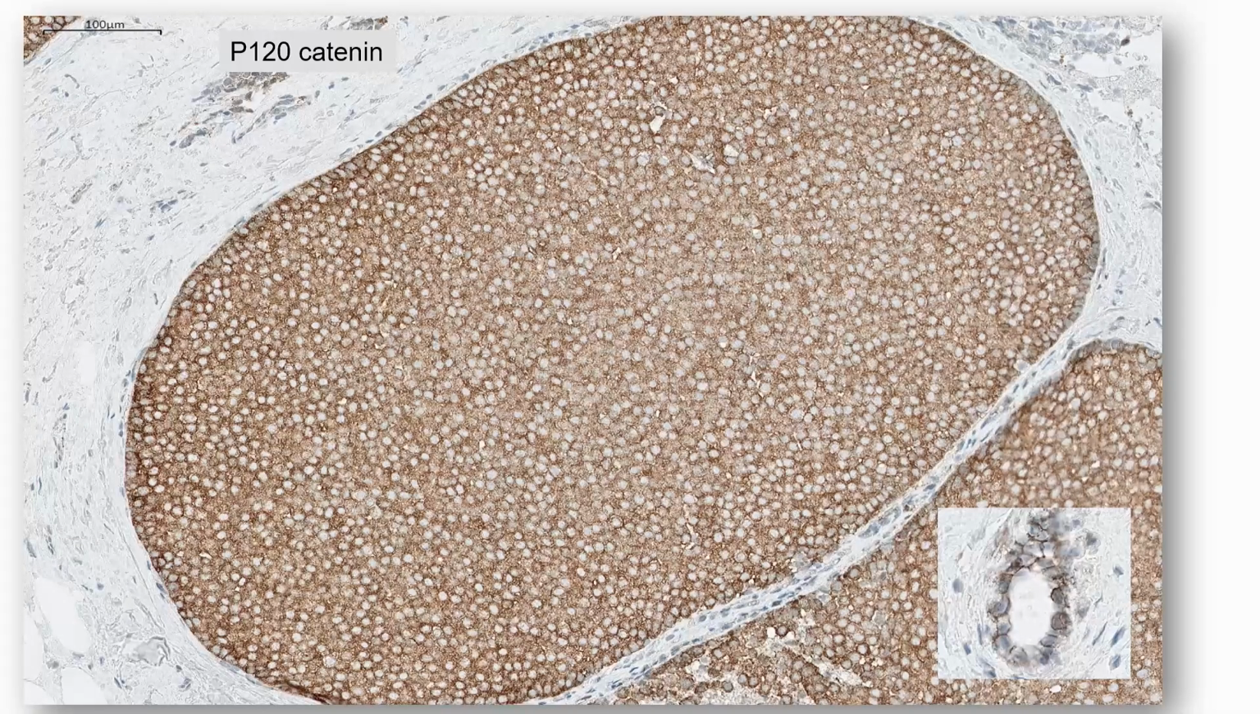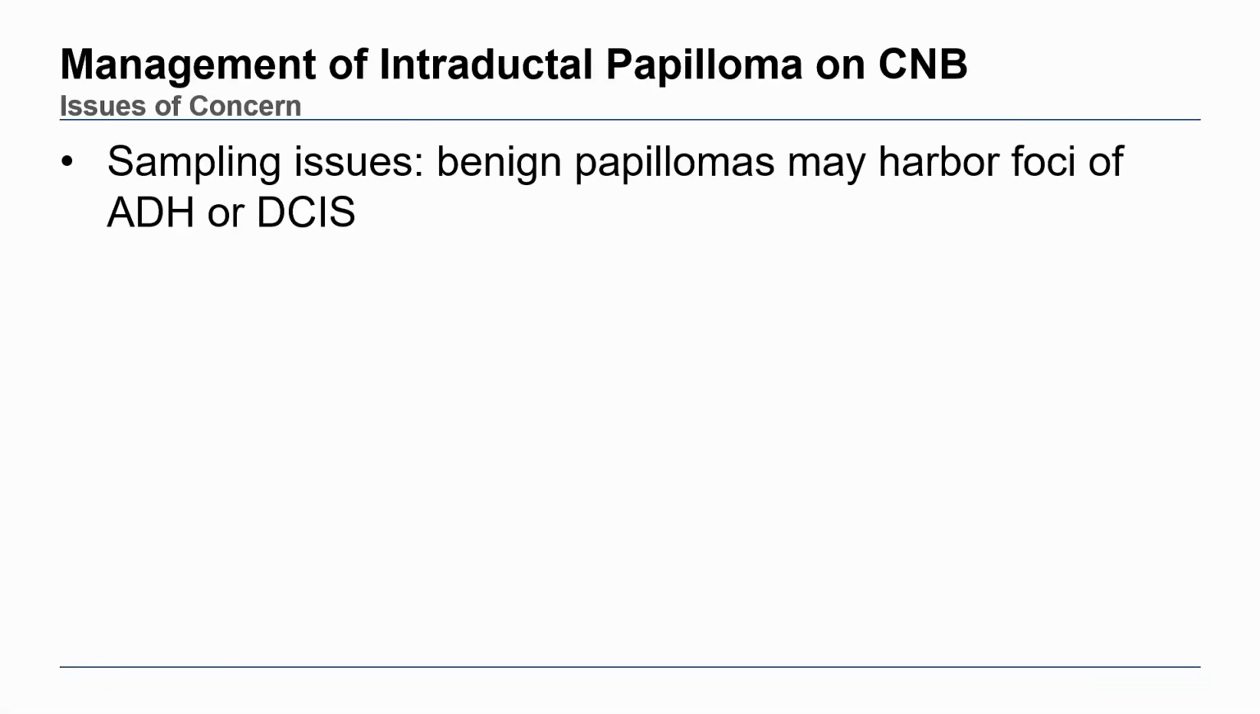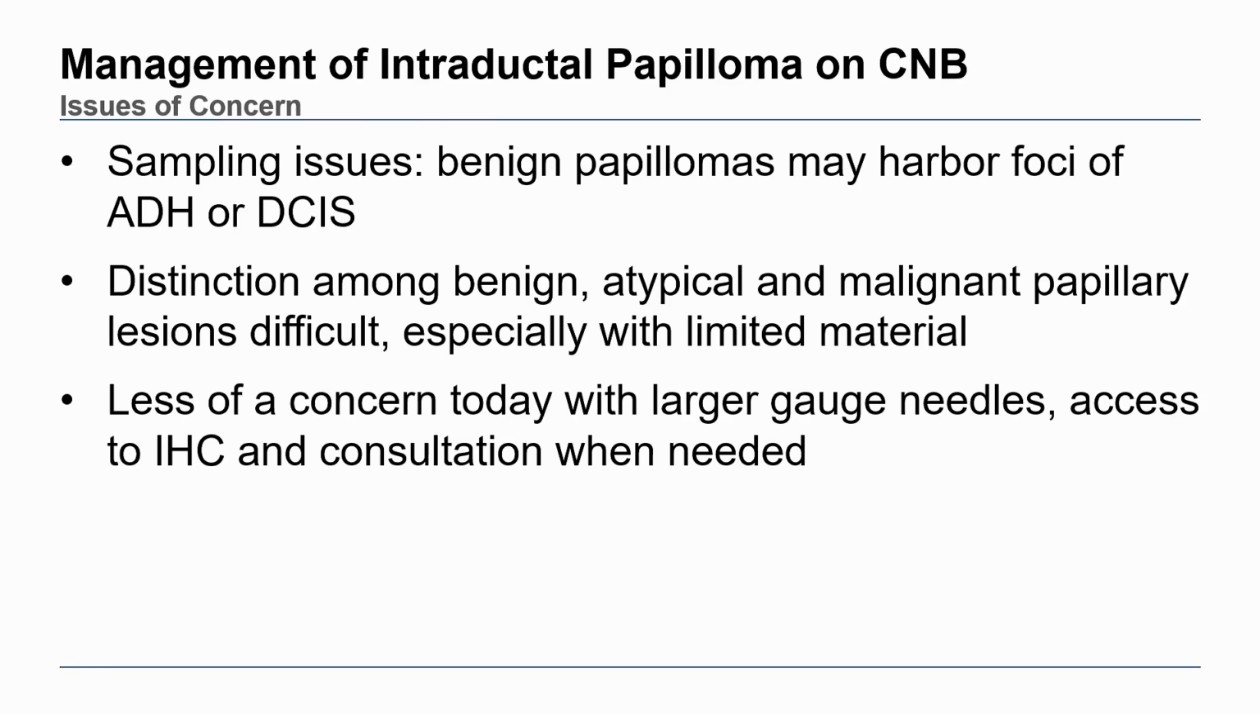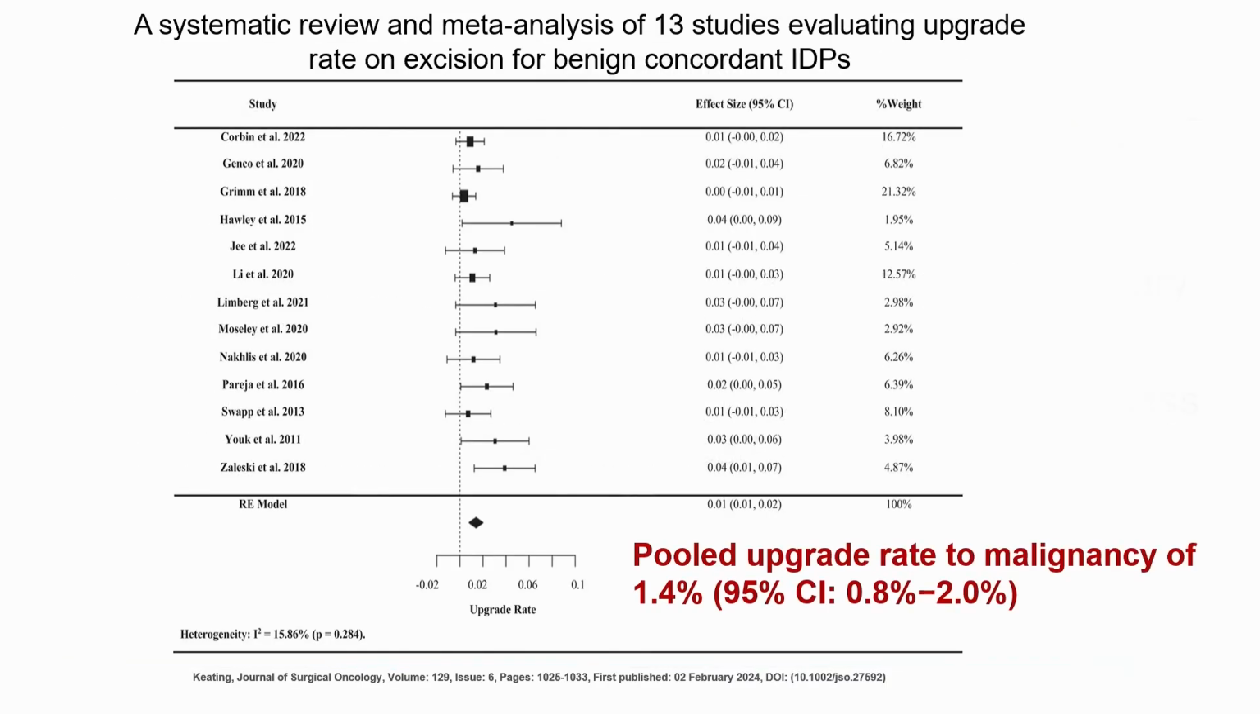Moving now to intraductal papilloma. Here, the issues of concern really revolve around sampling issues, because we know that benign papillomas can harbor foci of atypia or DCIS. And distinction between benign, atypical, and malignant papillary lesions is difficult for all of us, especially with limited material. I think this is a little bit less of a concern today with more awareness, larger gauge needles, access to immunohistochemistry, and consultation when needed.